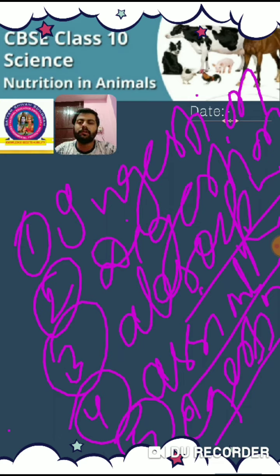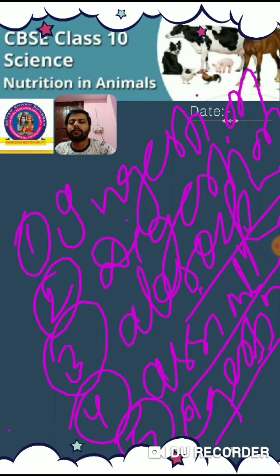And fifth one is egestion. Egestion means removal of undigested food. This is all about the heterotrophic mode of nutrition, which living animals, mainly higher animals, perform.